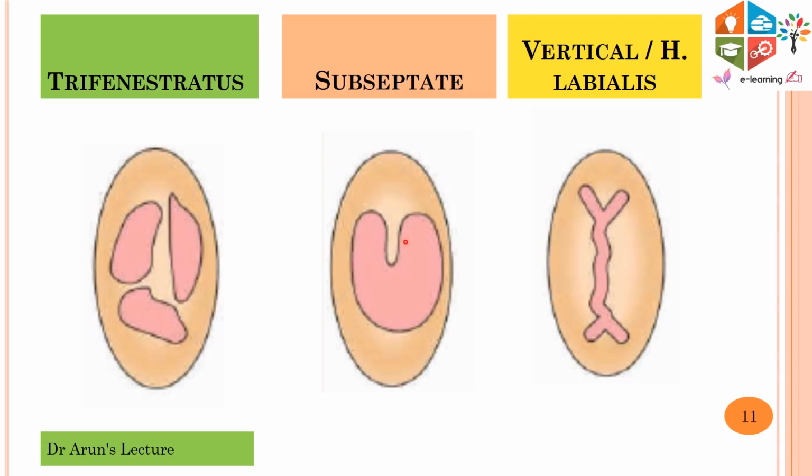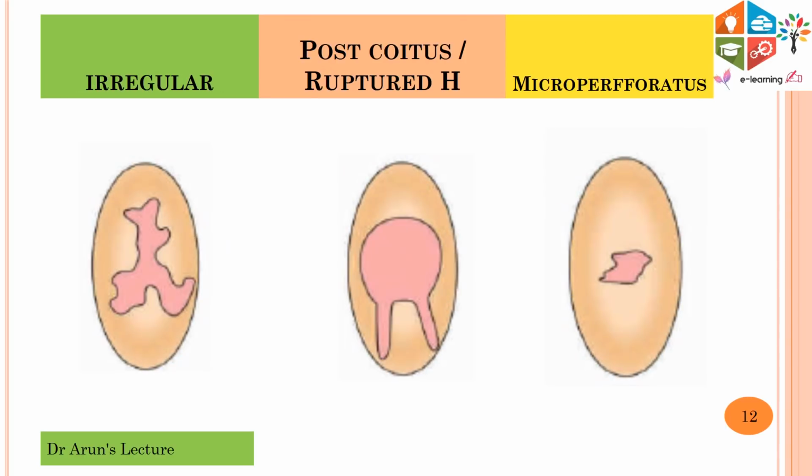Another type of hymen is vertical, or hymen labius, and here the opening is vertical, and a slit-like opening is seen in the case of a vertical hymen. And in the case of an irregular type of hymen, we can't make out a regular shape and there is no regular pattern to it.